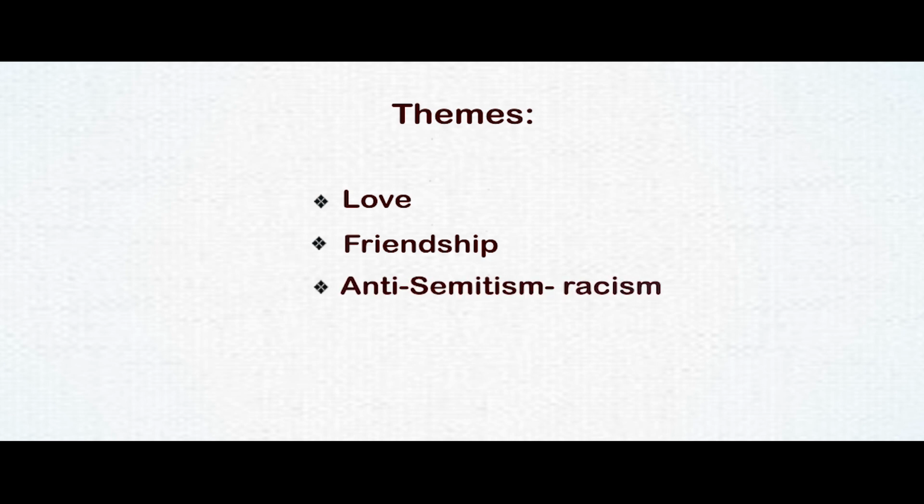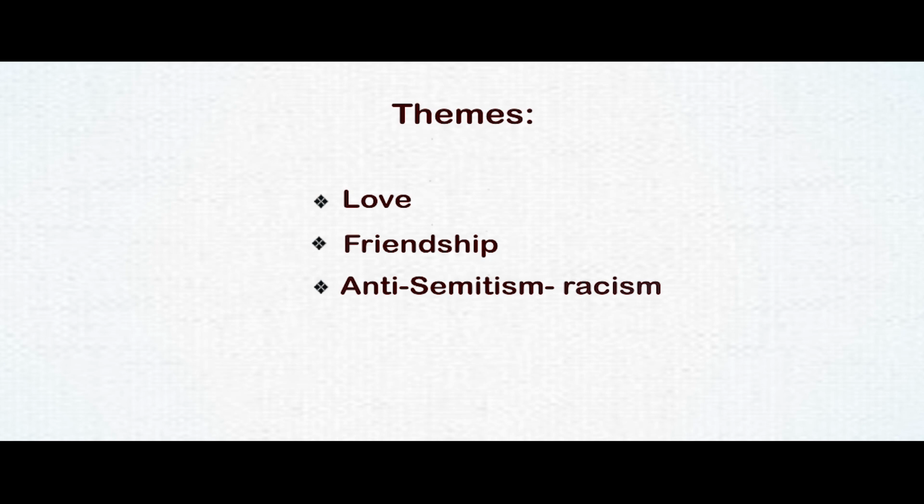The next element is theme. The first theme we have here is love. There's a love between two main characters, that is Portia and Bassanio. And we have another theme, friendship, that is between Antonio and Bassanio. And the next very important theme we have is anti-Semitism or racism.